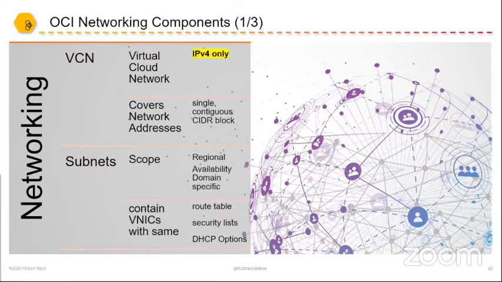In the Oracle Cloud, VCN covers a single contiguous CIDR block, so a single contiguous IP range. Other than other clouds, if you want to have multiple IP ranges, you need to set up a virtual cloud network for every range. That's not a big problem, just a thing you need to know and to consider when planning your networks.